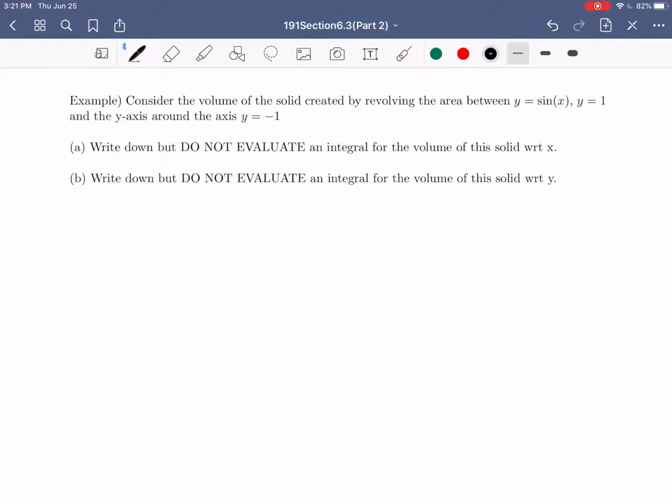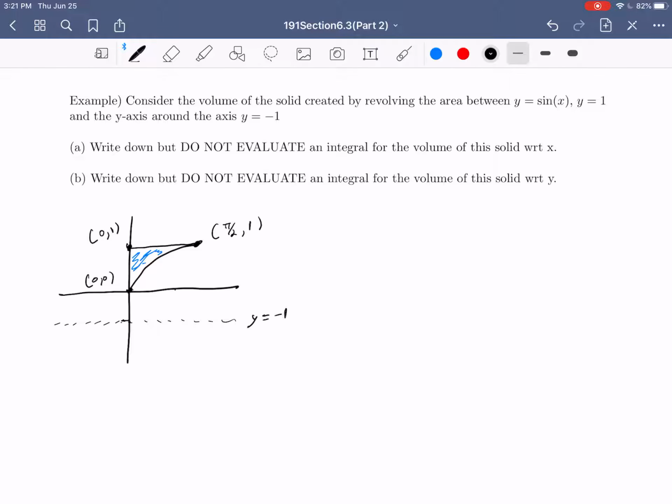All right, quick redraw of our region. So we've got our sine curve there. There we go. Our region is this stuff in here, as we said. We know that right there is pi over 2, 1. We knew that this thing here was 0, 1. We knew that this guy here was 0, 0. And we had this down here, which is y equals -1.